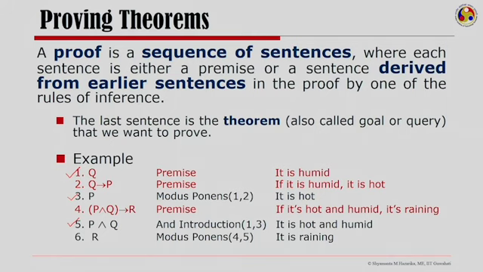So, here in this example, I have the propositional formulas in red as my premise and in black the sentences that have been derived either from earlier sentences or from the premise itself. And finally, I could have a theorem that it is raining.